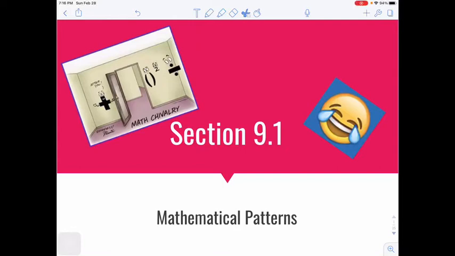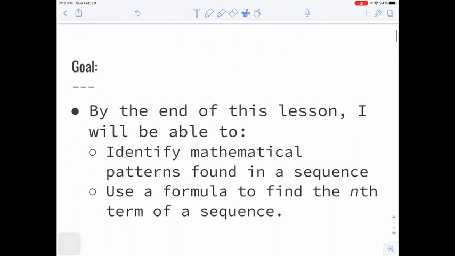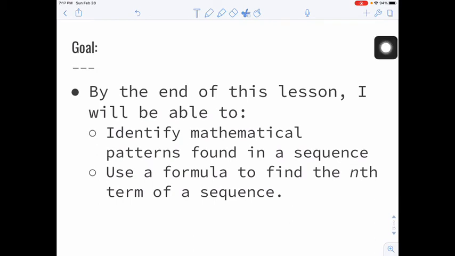Section 9.1 is mathematical patterns. Our goal is to identify mathematical patterns found in a sequence, and use a formula to find the nth term of a sequence.